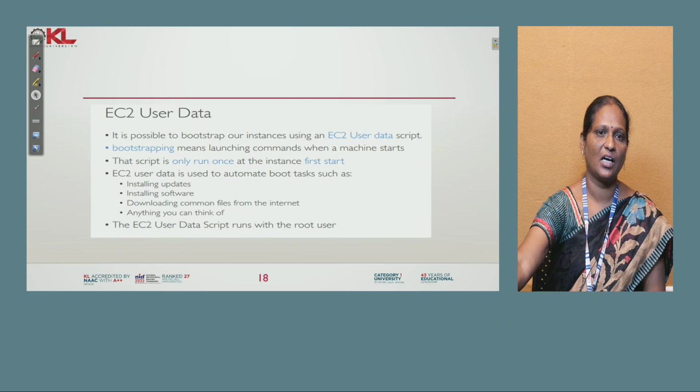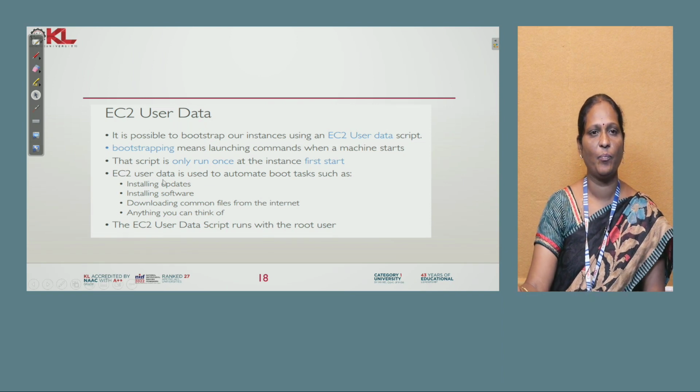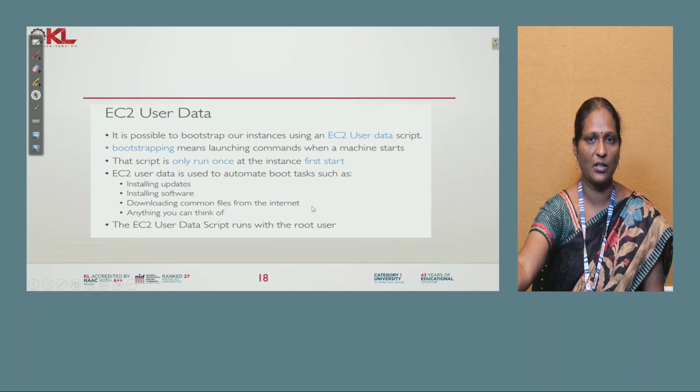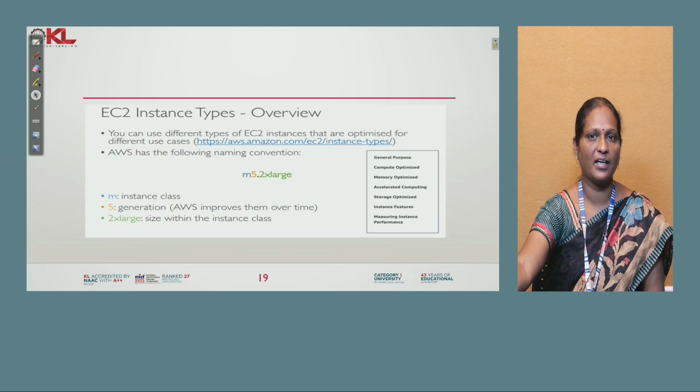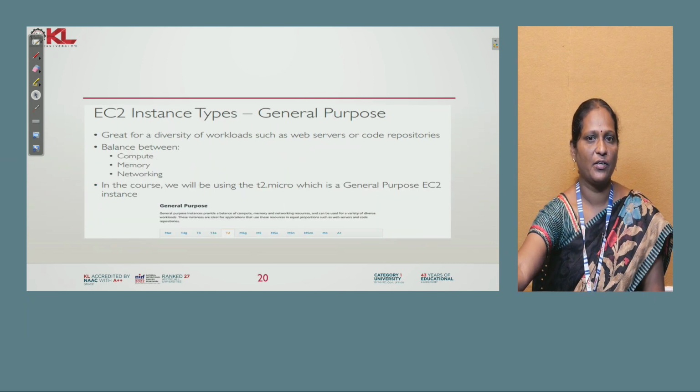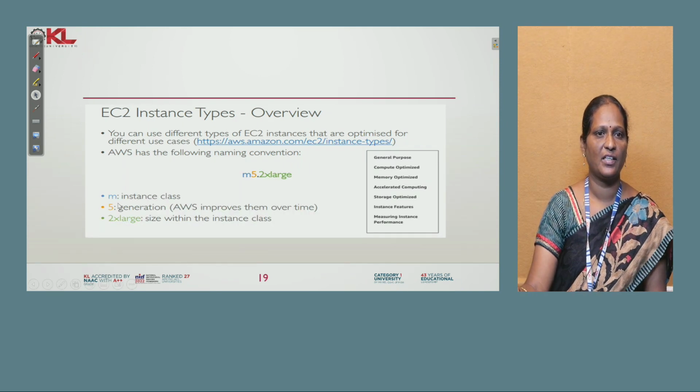By using user data you can perform different tasks, like installing updates, installing software and downloading common files from the internet. The user data script runs with root user credentials. And these are the different instance types. Here M we call memory optimized, G we call general purpose, C we call compute optimized. In this example, M5.2xlarge, X means extra large, M means memory optimized. So this is an instance type you can choose.